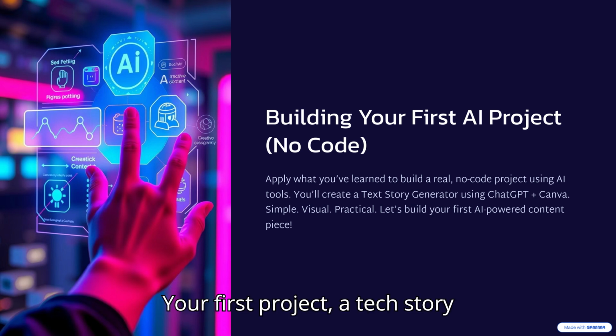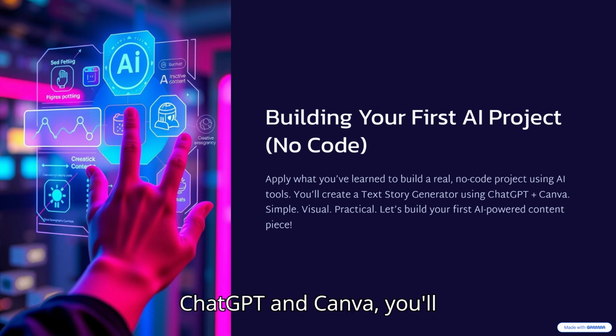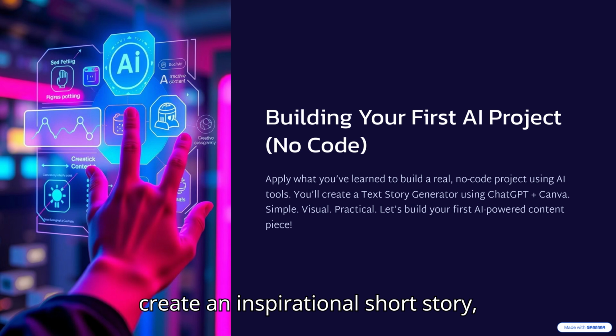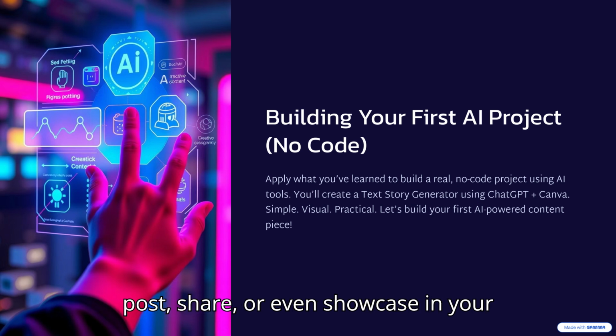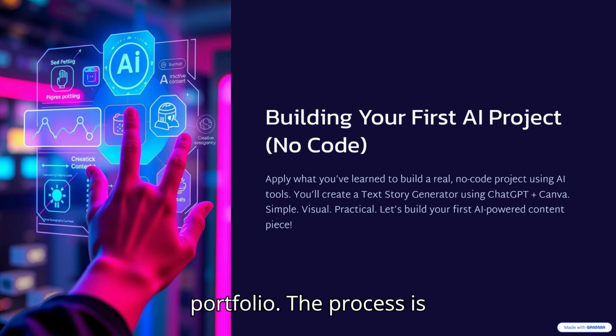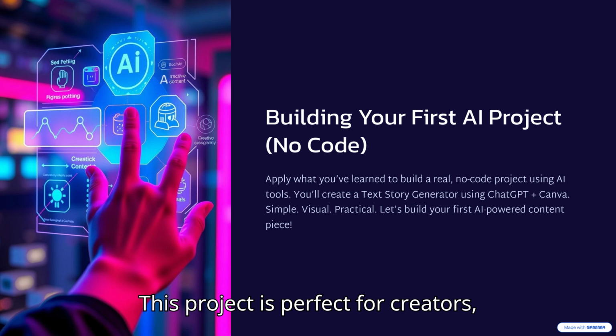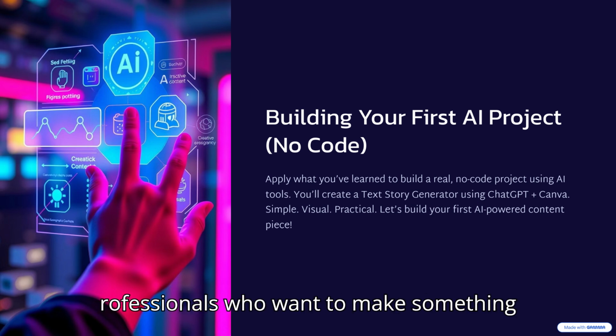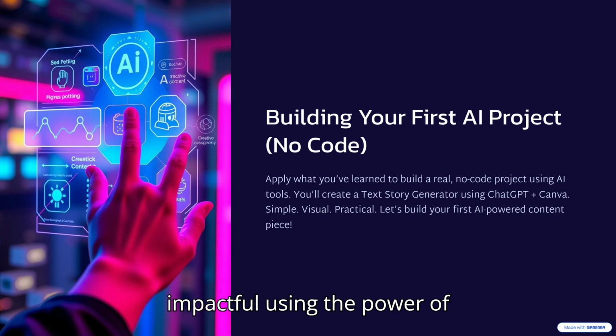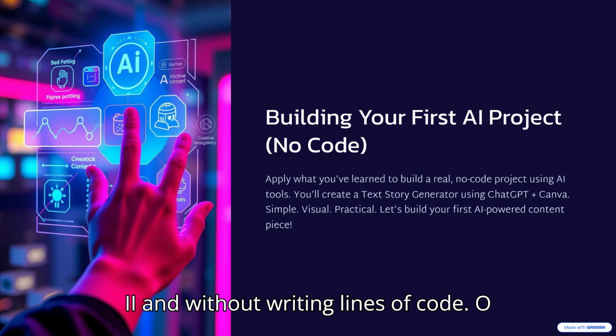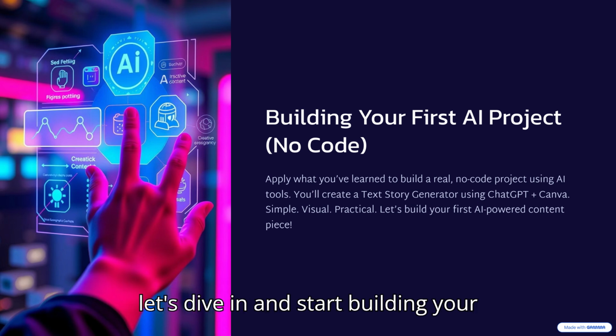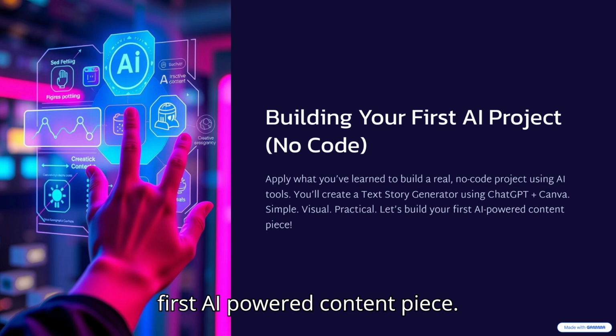Your first project? A text story generator. Using tools like ChatGPT and Canva, you'll create an inspirational short story, then turn that story into visually stunning content, something you can post, share, or even showcase in your portfolio. The process is simple, visual, and practical. This project is perfect for creators, marketers, students, and professionals who want to make something impactful using the power of AI and without writing lines of code. So let's dive in and start building your first AI powered content piece.